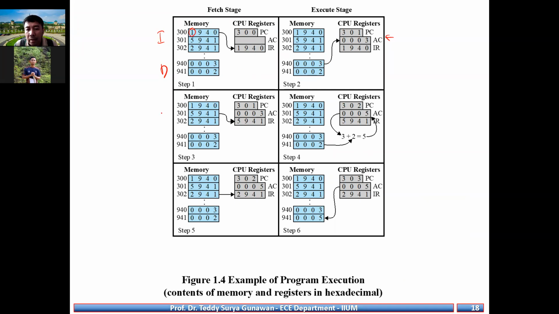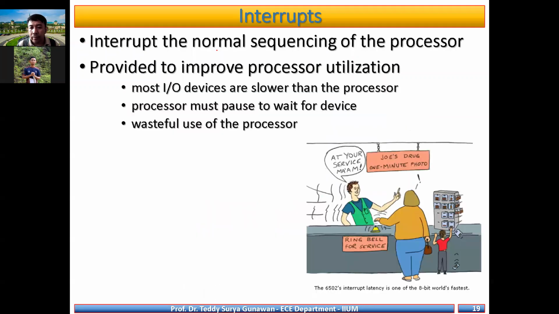Then for the next instruction, the PC goes to 302, 5941. What is 5? You see what 5 is there? Add. Add with the instruction from 2 to the accumulator, and then save at the accumulator and continue. You can see here you read one by one, then fetch and then execute. So this is how it works: fetch from memory and then execute at the CPU.